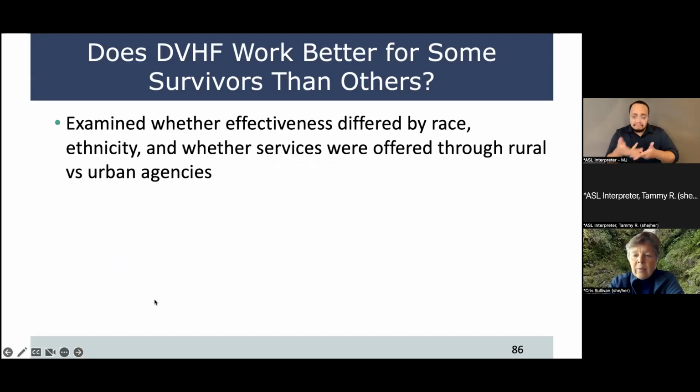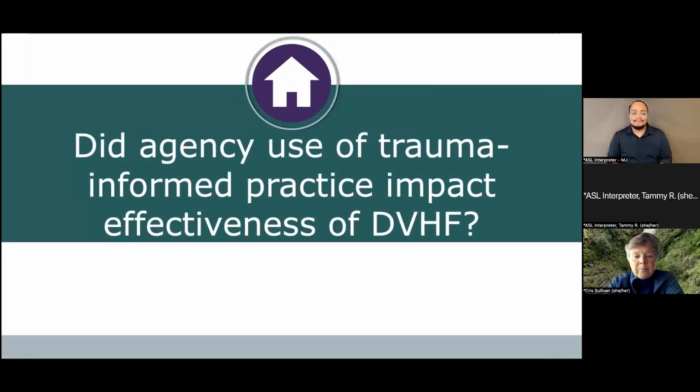So that was exciting, and we wanted to then see if effectiveness differed for survivors based on race, ethnicity, or maybe by whether the services were offered in a rural versus urban agency. The short answer to that is we found no differences. So what we really want to talk about today is, for the people who received DV Housing First, though, did it matter if agencies were being trauma-informed and culturally responsive?